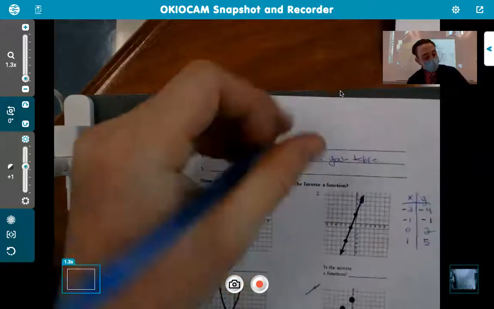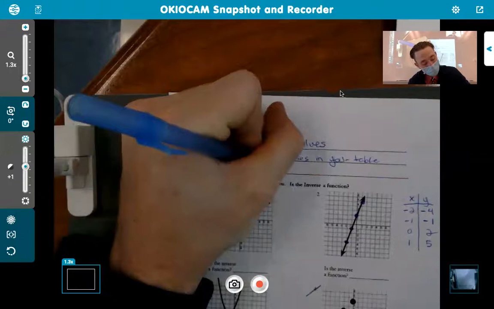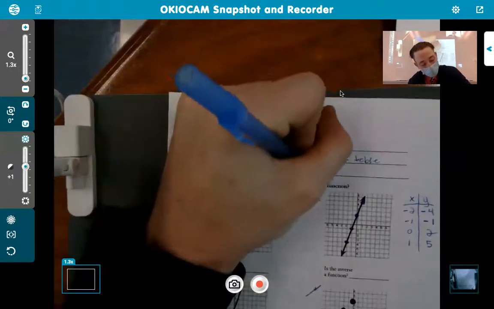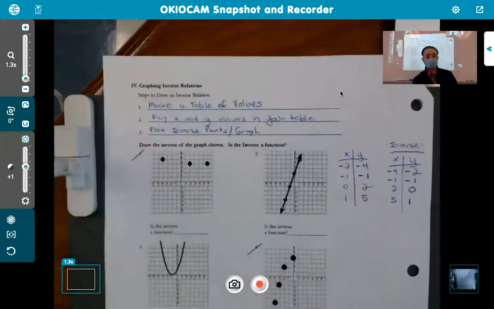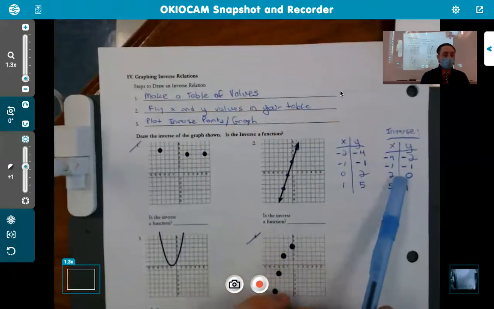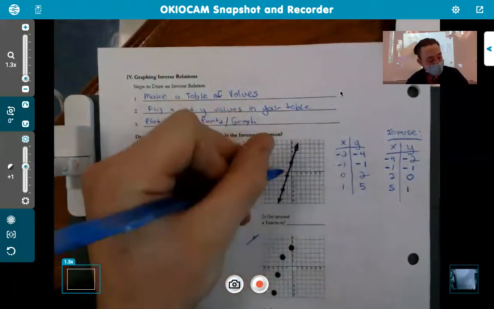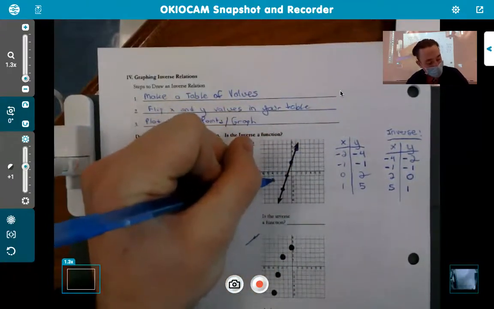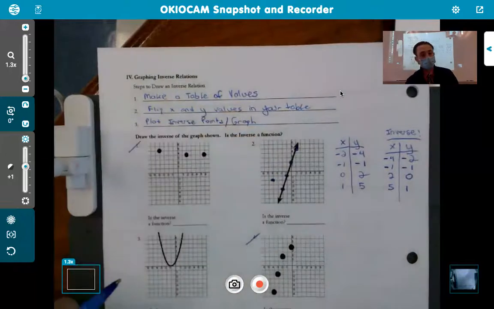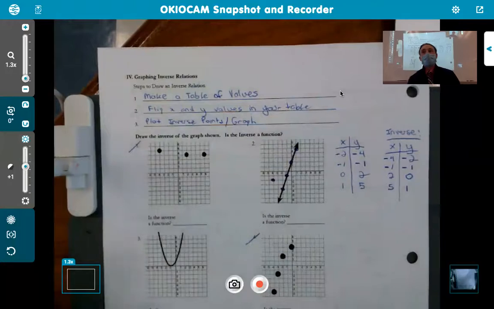My last step is then to go through and plot the inverse points and then graph. So I'm going to take all the values in my table over here, plot those points, and draw my graph. Instead of being -2, -4, I'm at -4, -2. So my point is right there, my first point. -1, -1 was the same point, and that's okay. Sometimes your inverse might intersect. That's allowed.